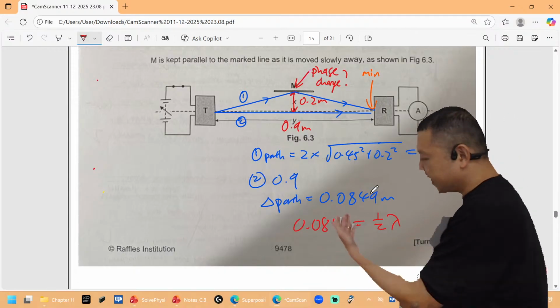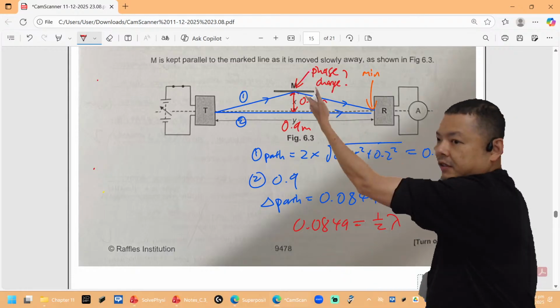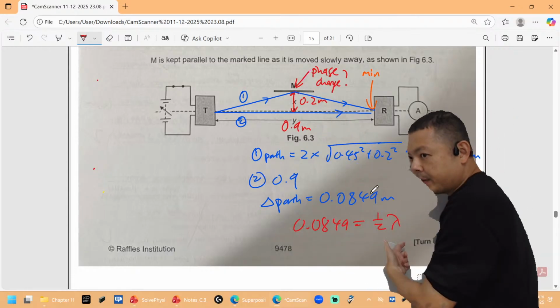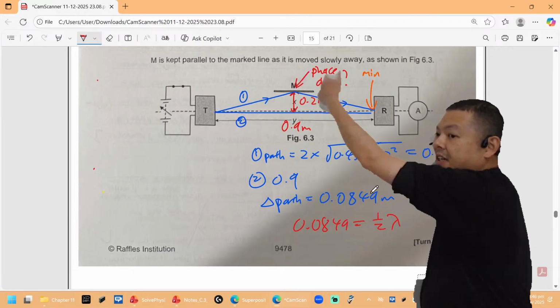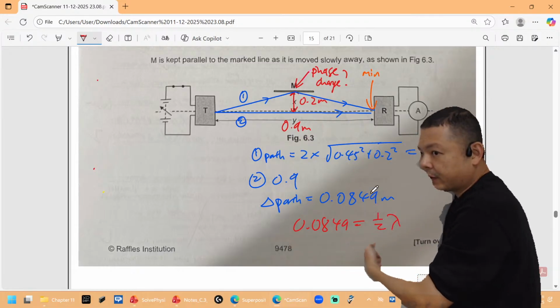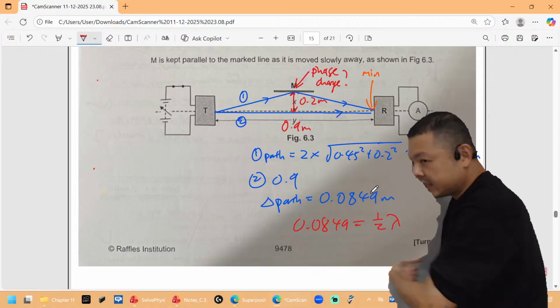Which is why I asked you if there's no phase change, right? You know, whether or not it's phase change. Because if there's a phase change, then it'll be another value. If there's a phase change, then this 0.048849 is 1 wavelength. If there's no phase change, then it's half a wavelength.